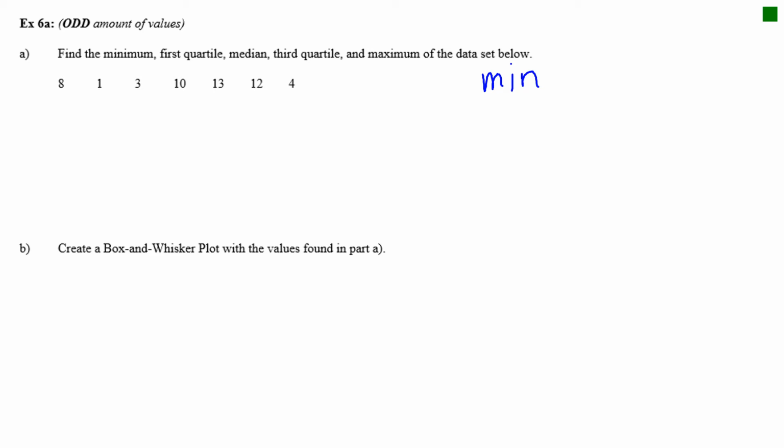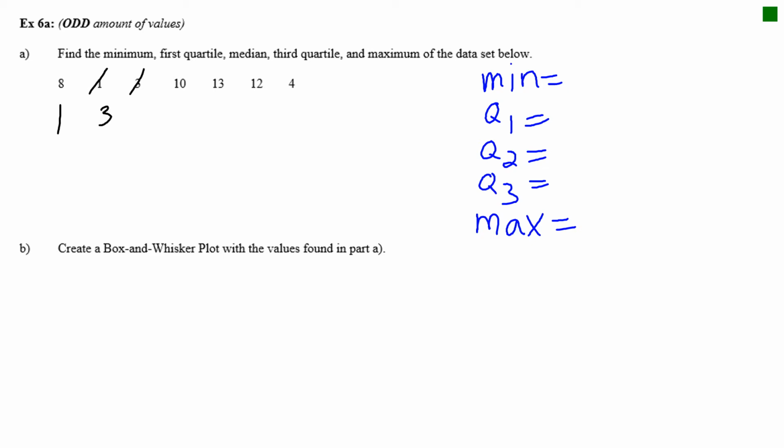Minimum, first quartile, also known as Q1. Median, also known as Q2. Third quartile, also known as Q3. And the maximum. Okay. Before we calculate any of these, we have to put our data set in order from smallest to biggest. And again, crossing them out as we go. We got 1, we have 3, 4, 8, 10, 12, and then finally 13.